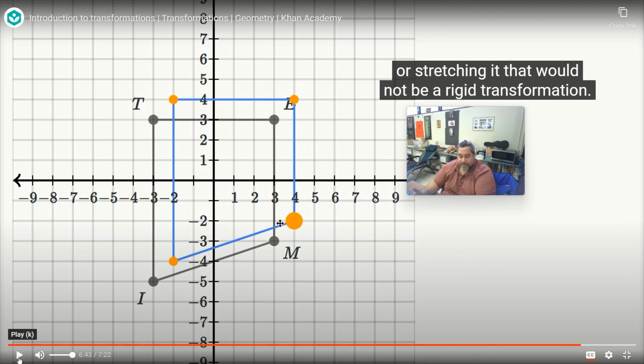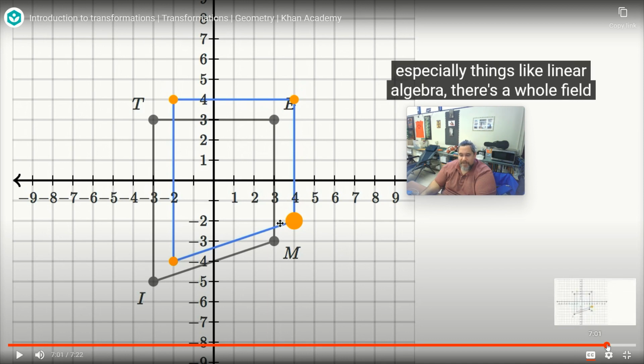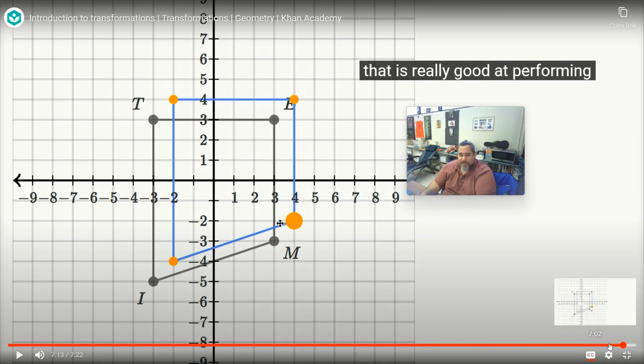Okay, I think I got it. It's basically keeping the same shape, but moving it around, rotating it, or reflecting it. Okay, those are rigid transformations. I think that's all this video is going to cover.